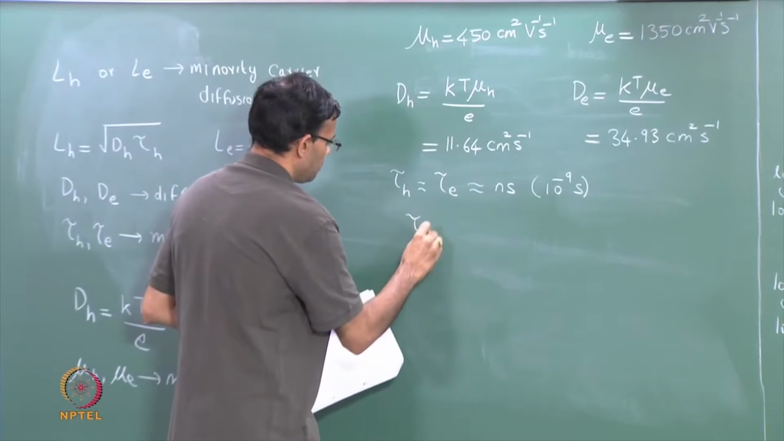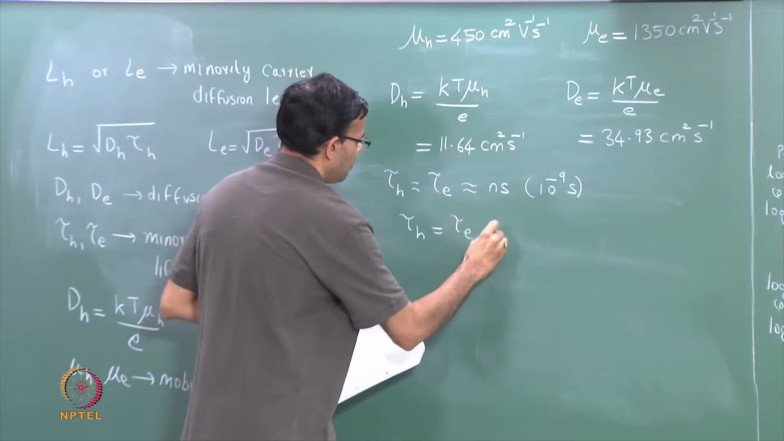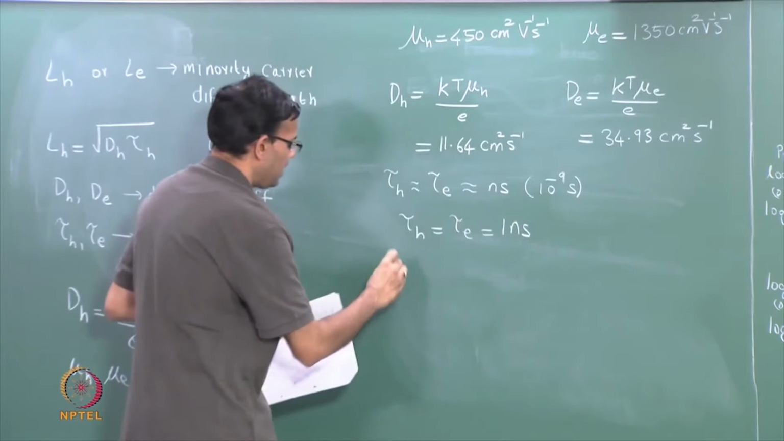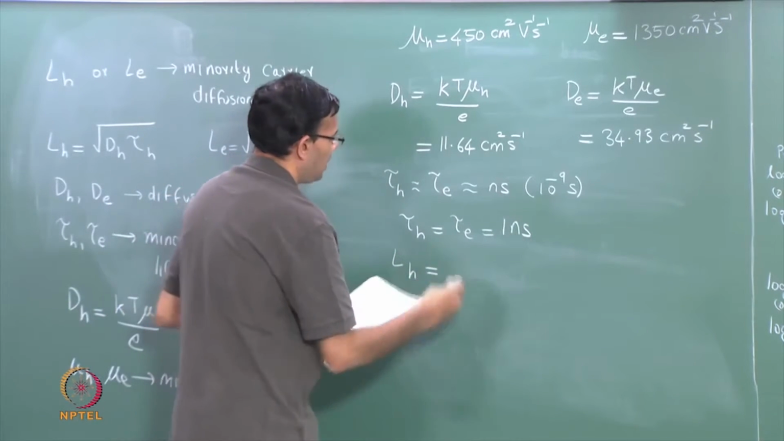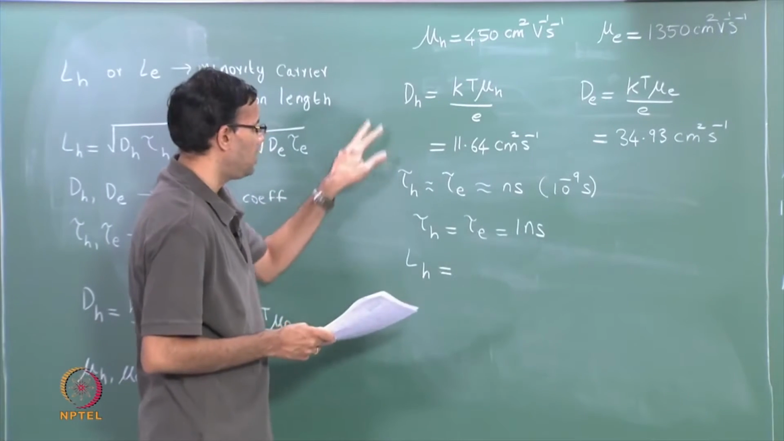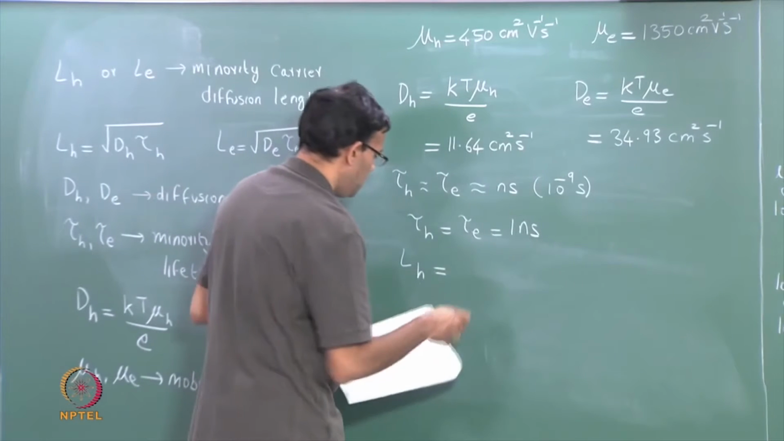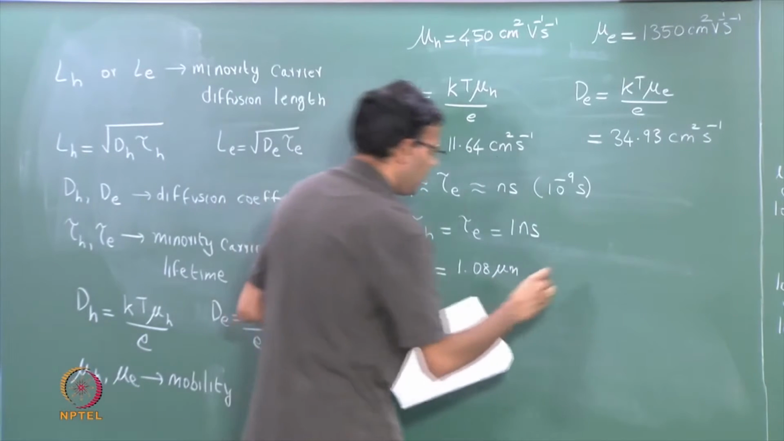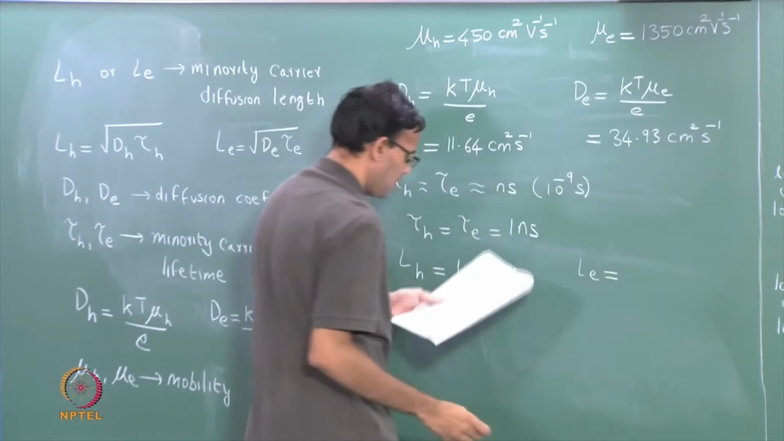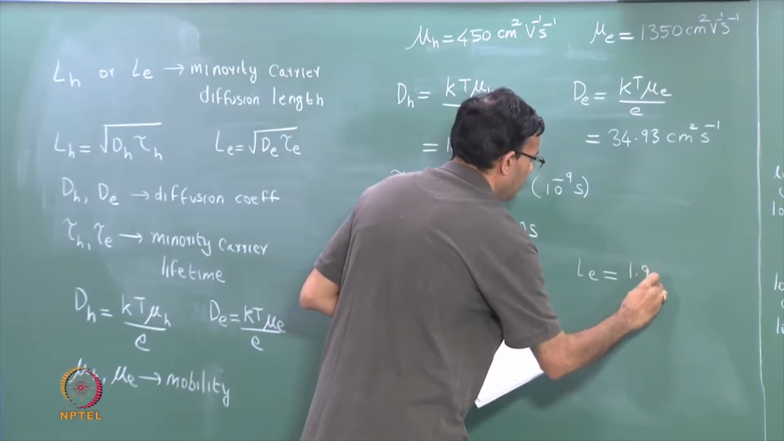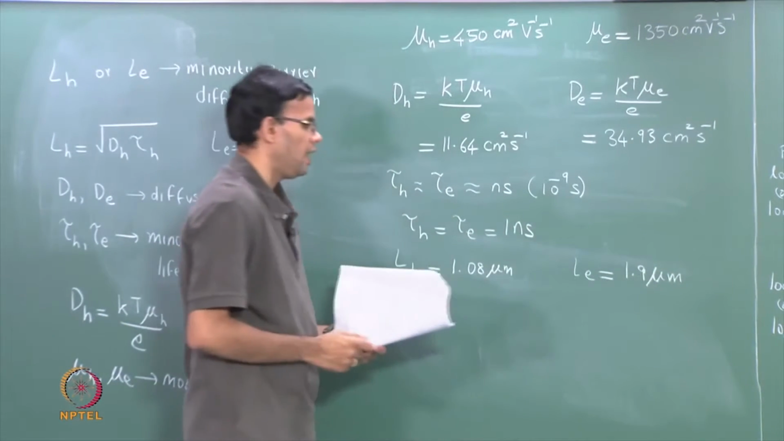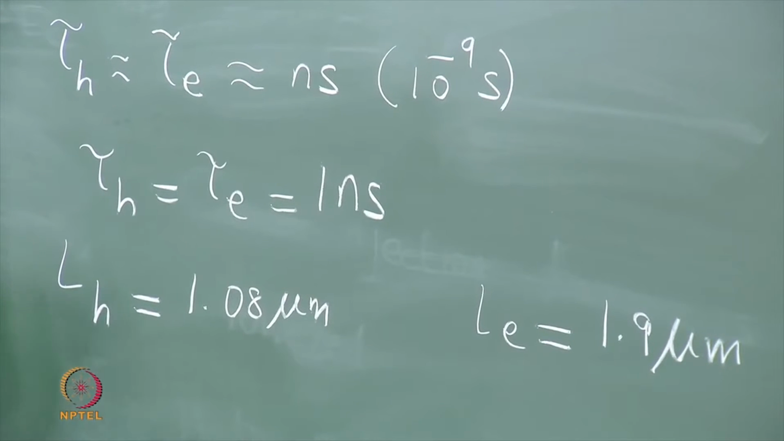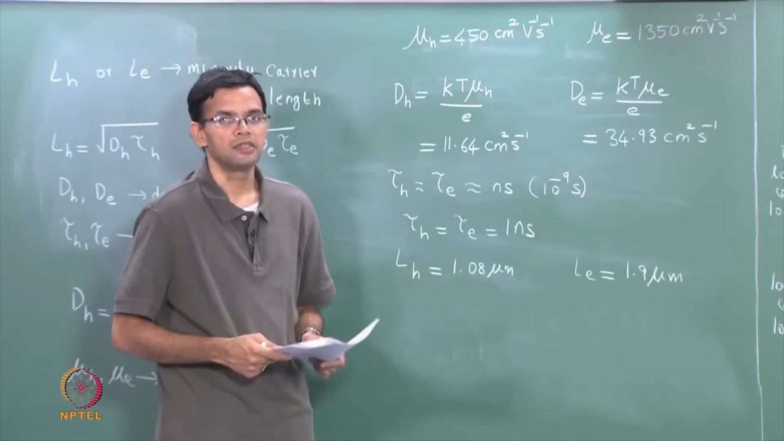If I take tau_h equal to tau_e to be 1 nanosecond, we can calculate the diffusion length L_H. L is nothing but square root of D times t. So, you get L_H to be around 1.08 micrometers, and L_E, doing a similar calculation, to be around 1.9 micrometers. So, L_H and L_E refer to the diffusion length of these extra electrons and holes before they ultimately recombine with the majority carriers and get eliminated.